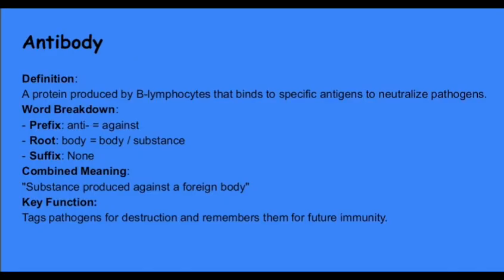We are going to start with antibodies. An antibody is a protein made by B lymphocytes. Its job is to find and bind a specific antigen, like part of a bacteria or virus, to neutralize them. Let's break it down. The prefix anti means against. The root body means body or substance.